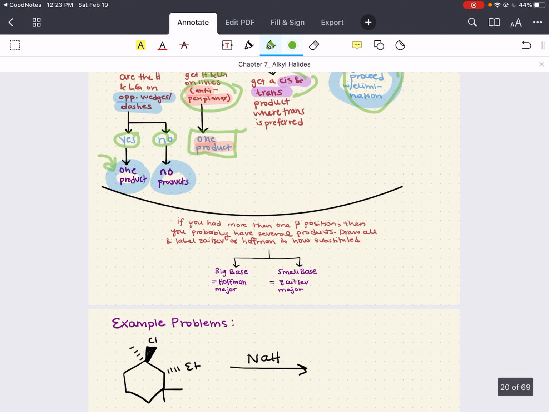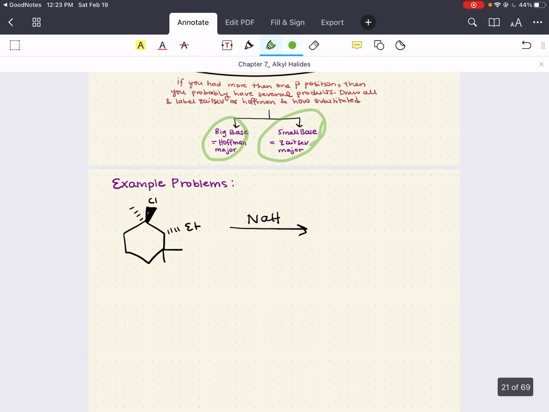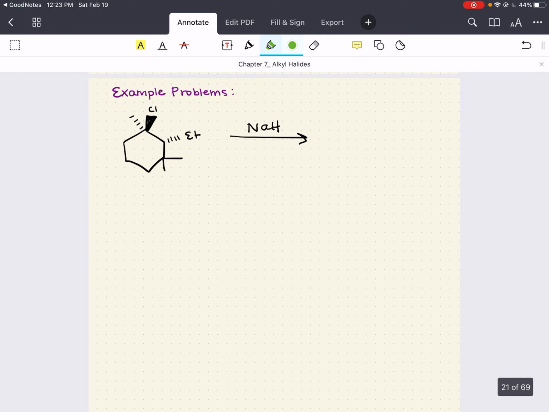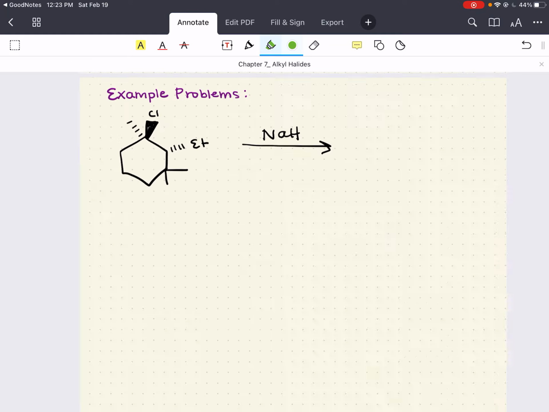Now, if you have a bulky base, your Hofmann product is going to be your major product. If you have a small base, your Zaitsev product is going to be your major product. Now that we understand this, we know how to approach E2 products and drawing all of them. Let's go ahead and do practice problem after practice problem, starting off with the one that we just saw before we did our flowchart. Now we can apply our flowchart to this specific problem.